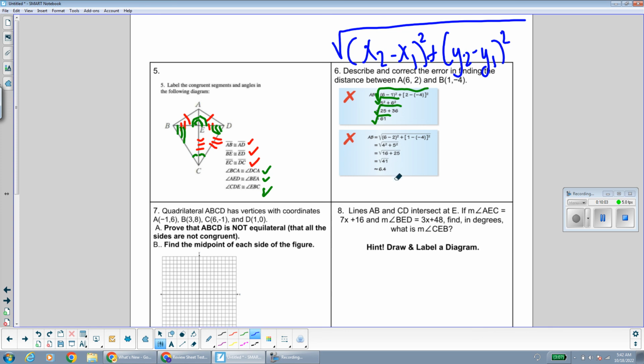In this one, 6 is an x-coordinate, 2 is a y-coordinate, but they put them in the same parenthesis. The first parenthesis should just be the x-coordinates. So this could be 6 minus 1. The second parenthesis should just be y-coordinates. So they mixed and matched x and y coordinates.